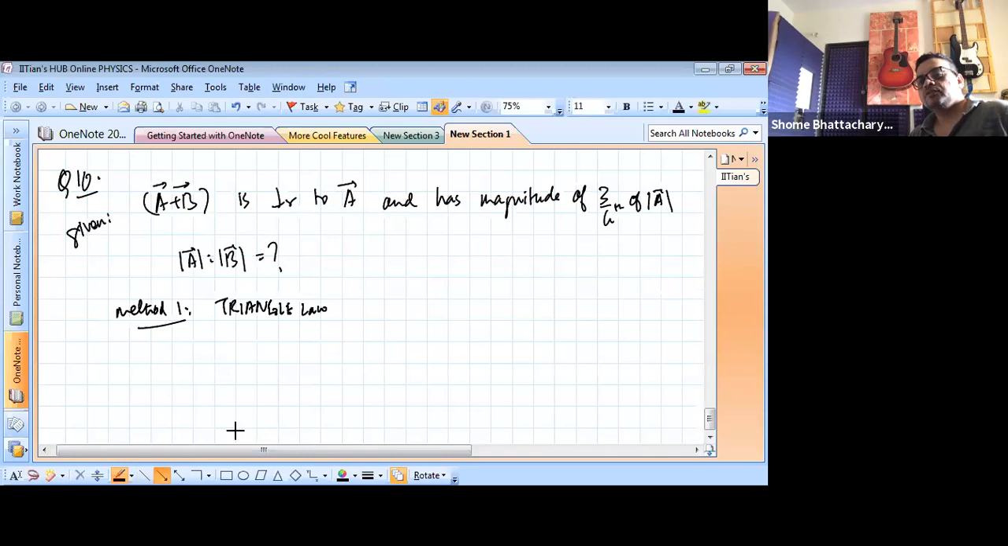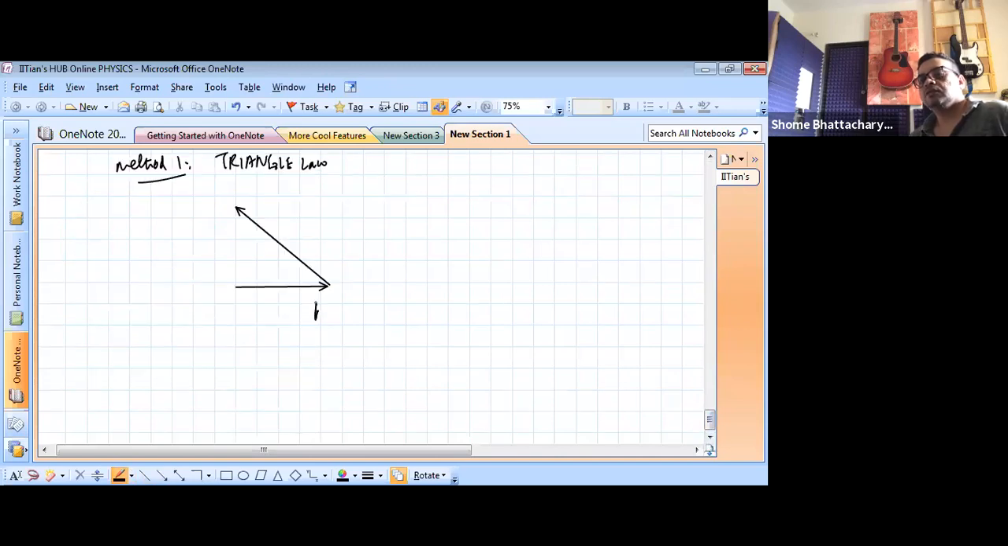If we draw the vector triangle, you realize that whatever A is, B will have to be something like this. That's the only way the resultant of A and B can become perpendicular to A. So the angle between them has to be an obtuse angle. So this is the resultant A plus B. Now it is also given to us that the magnitude of A plus B is equal to 3/4 of the magnitude of A.